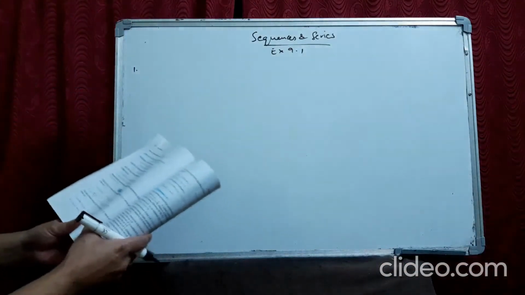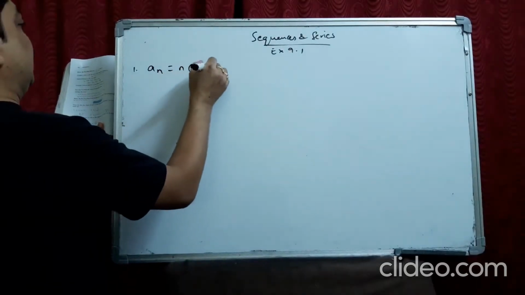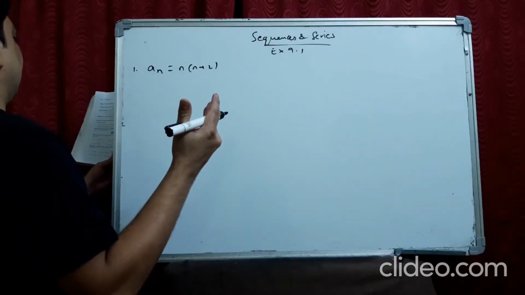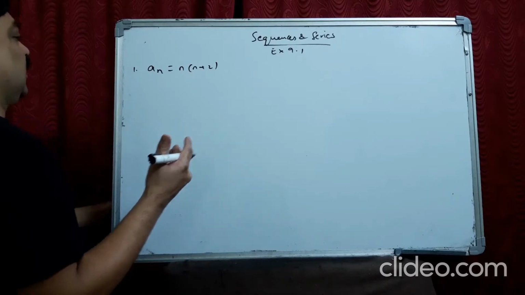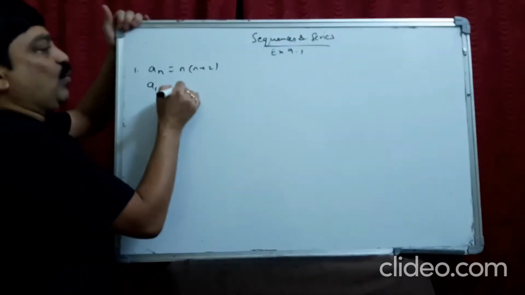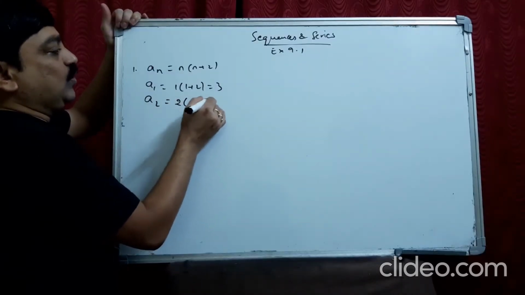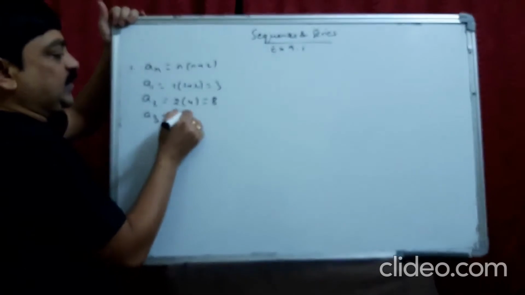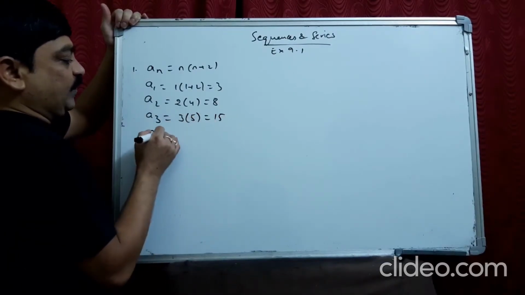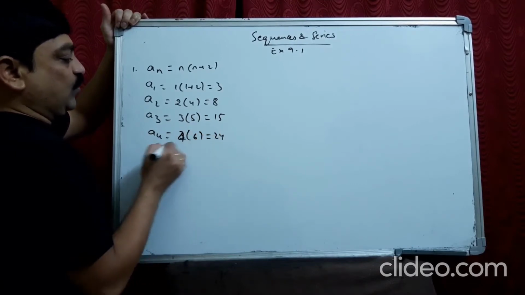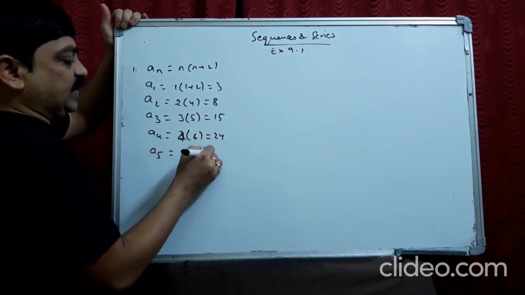Let us see. You are given the nth term and you are asked to find the first 5 terms of each of the series. a_n is n into (n plus 2). You are asked to find a1, a2, a3, a4, a5. a1 will be 1 into (1 plus 2), 1 into 3, 3. a2 will be 2 into 4, 8. a3 will be 3 into 5, 15. a4 will be 4 into 6, 24. a5 will be 5 into 7, 35.